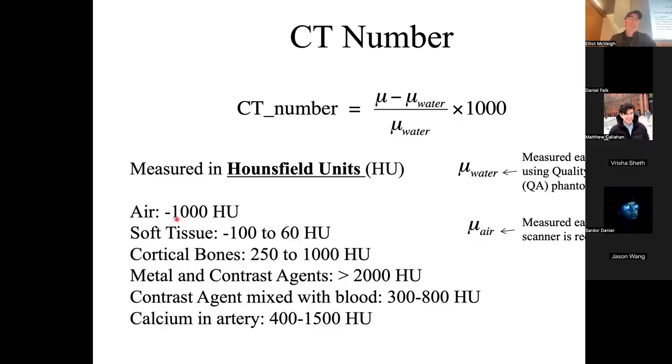So air, as you can see from the formula, the effective mu in air is 0, right? So it just doesn't stop X-rays. And so you get minus water over water, which is minus 1 times 1,000. It's minus 1,000. So that's air. It's always minus 1,000. And then water, you can figure out what water is, right? It's mu of water minus mu of water divided by mu of water, so it's 0, right? So in every CT scan, when you put a region of interest on the water, it's 0. And when you put a region of interest on the air, it's minus 1,000.